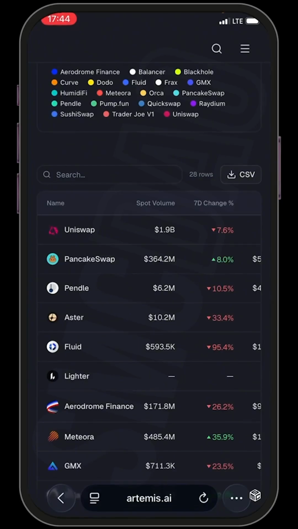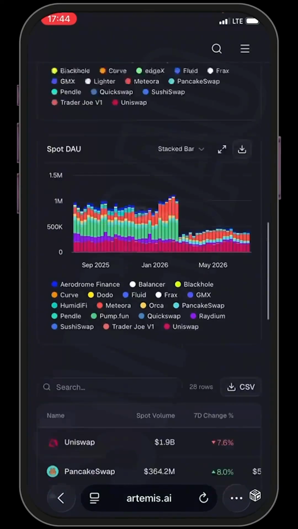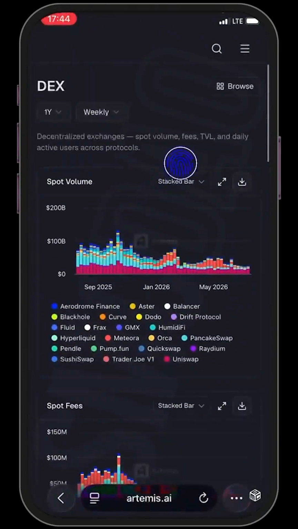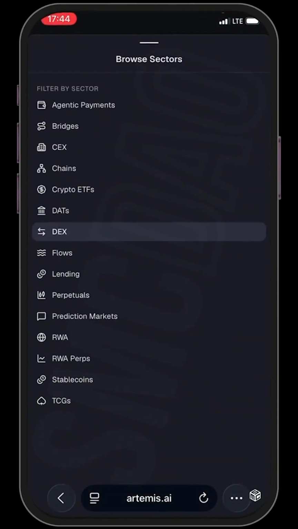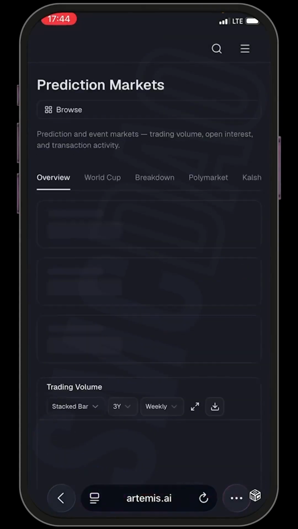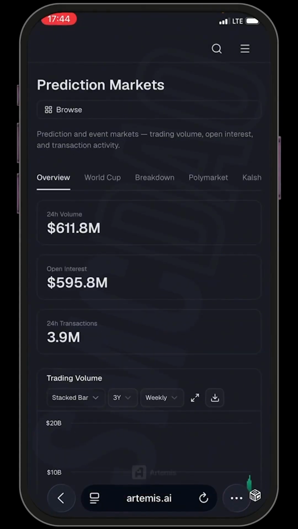Now let's head back and tap prediction markets. Let's tap browse. Let's tap prediction markets. So guys, here's an overview. It has a volume of $611.8 million, okay, which is relatively small compared to DEXs.